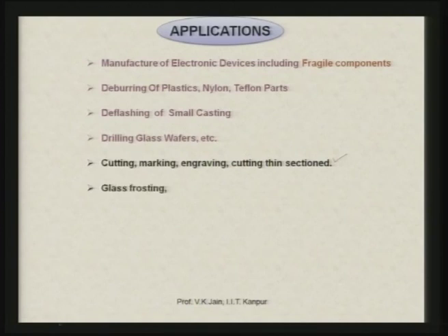Glass frosting is another very important application of the AJM process, for frosting a glass so that glasses become opaque. Normally the glasses are transparent, but if you do the frosting with the AJM process, they become opaque. Or if you want to write any letter, any name on the glasses, then the AJM process is commonly used for writing purposes. Very fine letters can be written on the glasses with the help of the AJM process.